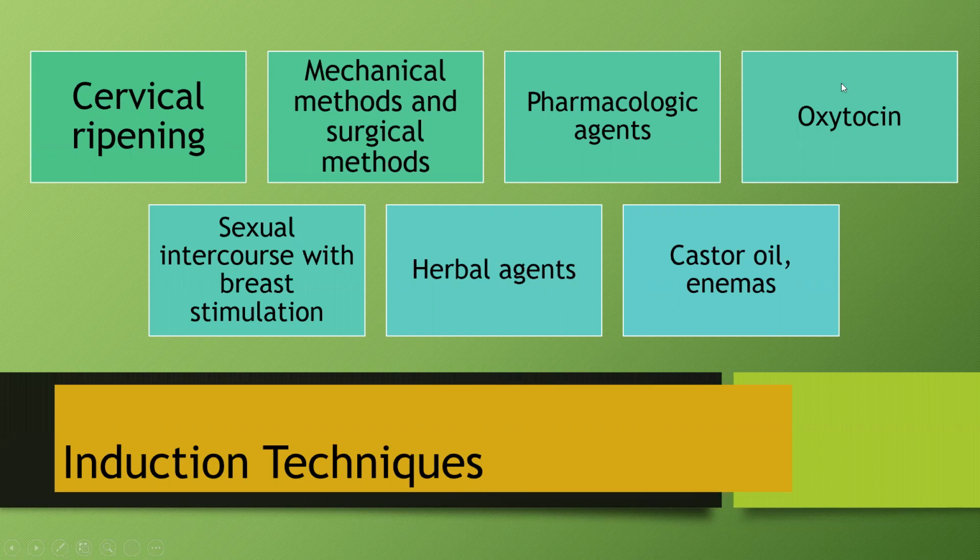We also have our medications that will cause uterine contractions that will hopefully ripen that cervix. There are some practitioners that are still using oxytocin in this way. There are some herbal agents. I'm sure you've heard about them. And you have probably heard about castor oil and enemas as well.